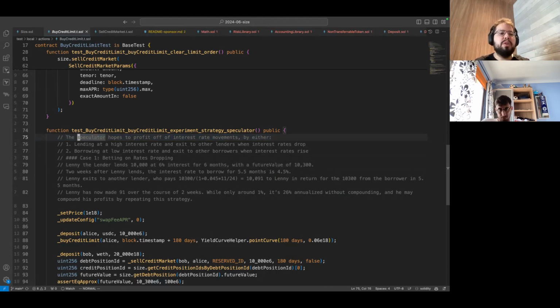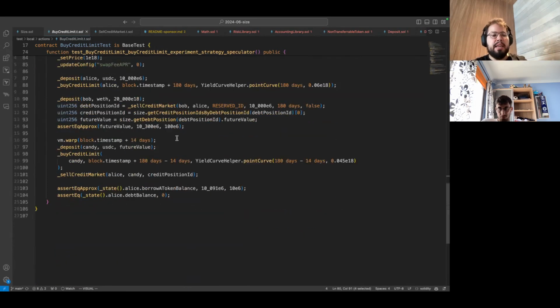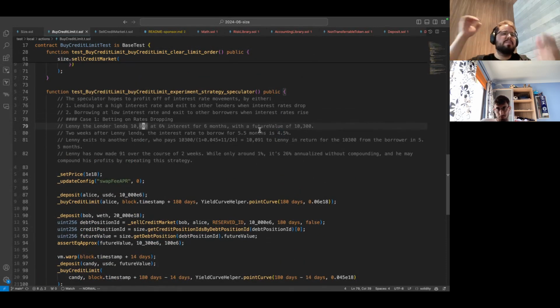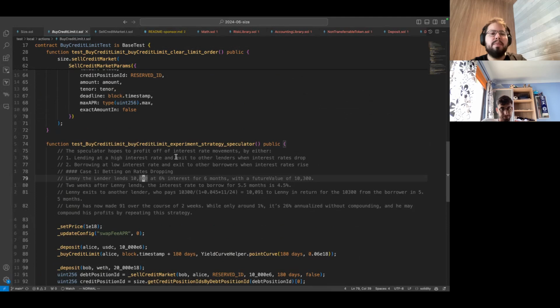So maybe there's a speculator. This is a user that wants to lend at a high interest rate and borrow at a low interest rate. So they are speculating on the interest rate of the market. Maybe they will lend at 6% and then borrow at 5%. Then there's someone else borrowing for 4.5%. So they are lending high, borrowing low, and this is a specific scenario with hard-coded input values, and we just added them anywhere.